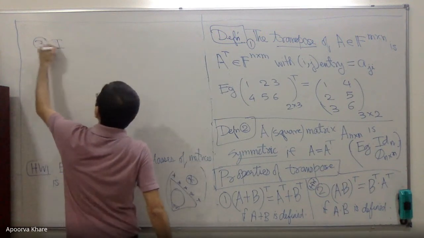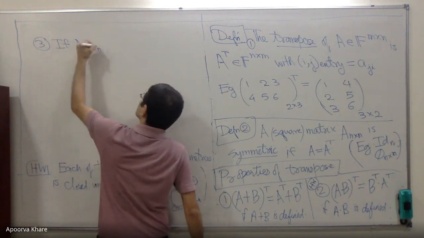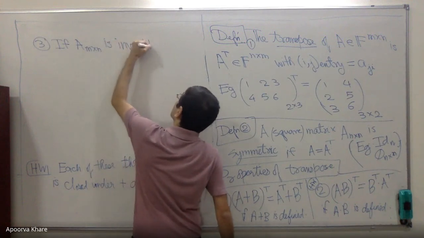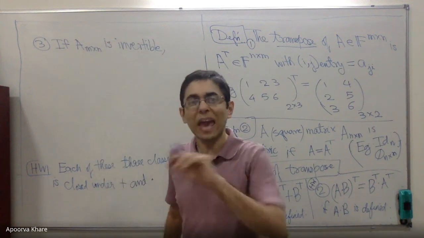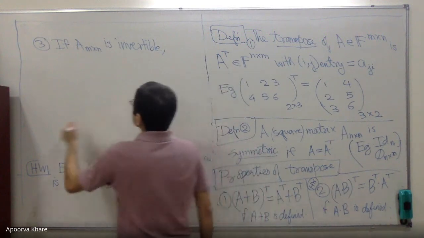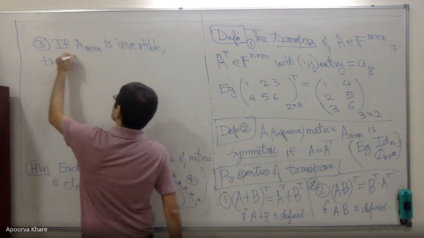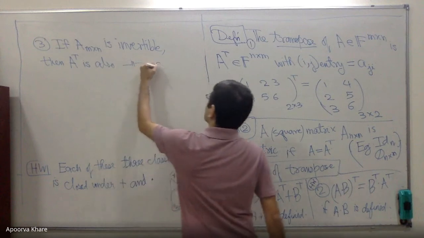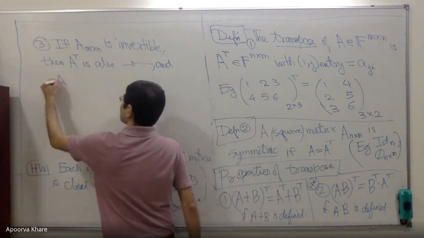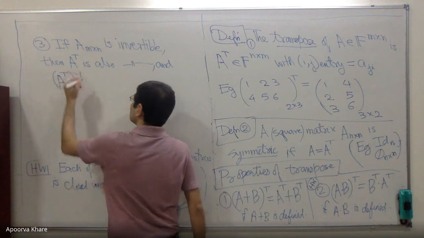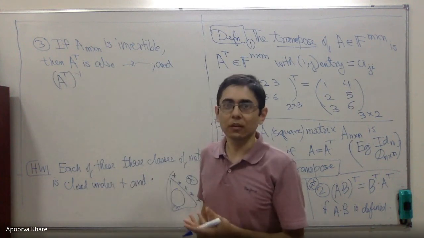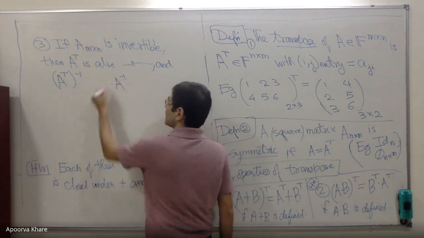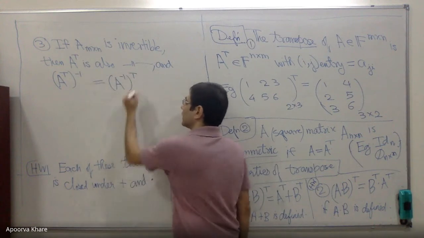Fine. So if A, m cross n, is invertible, I'm not saying it is square still. But then what we proved is that there is a unique n cross m matrix called A inverse. Then A transpose, which is n cross m, is also invertible. And I can even tell you what the inverse is. If some matrix is invertible, then you should ideally want to tell what that inverse is. So inverse exists, and it's very simple. You start with the inverse of A itself, take the transpose, and that is the inverse of A transpose.